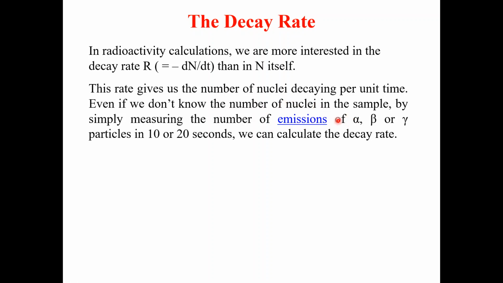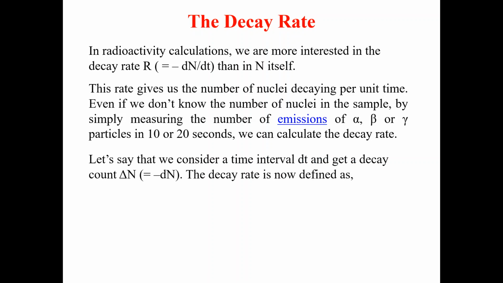If we have a sample, and from that sample we have emissions of alpha, beta, or gamma particles, we should note the interval. We should take a particular interval, that might be 10 seconds or 20 seconds. From that we can easily calculate the decay rate of that particular sample.